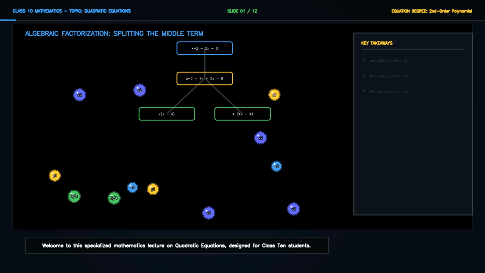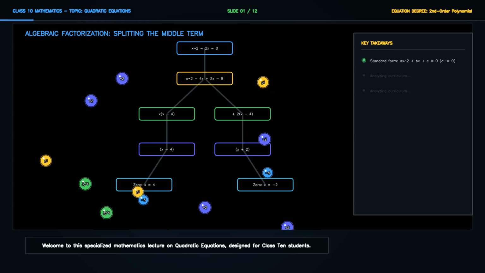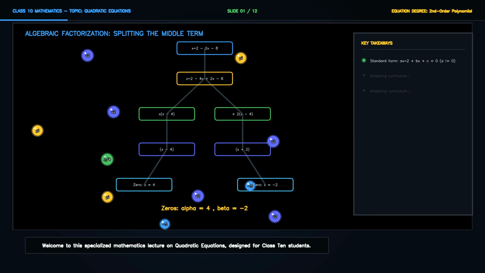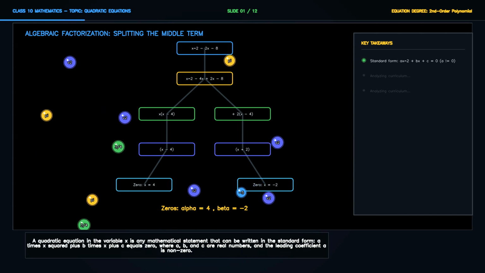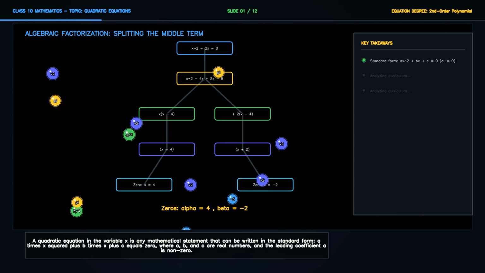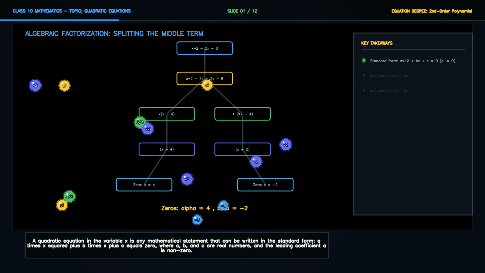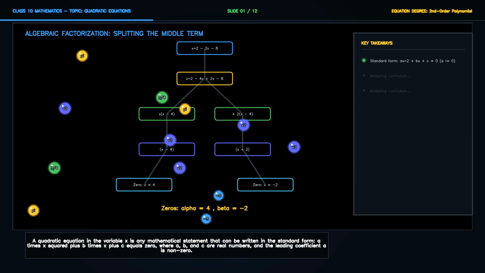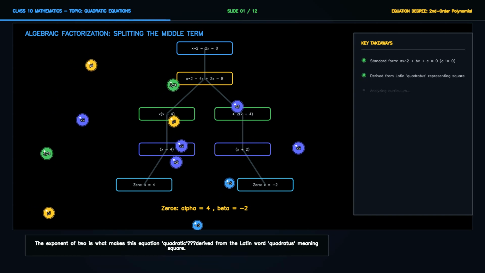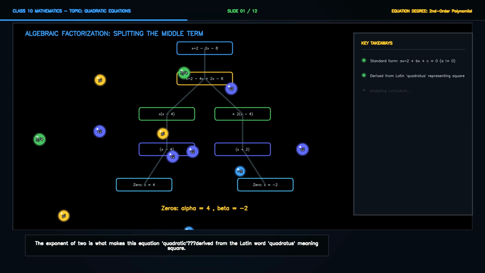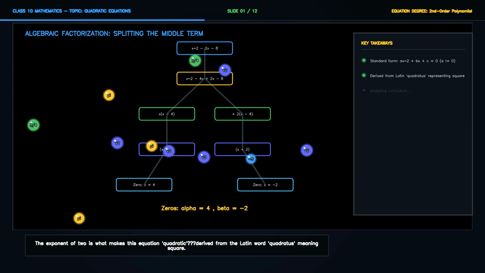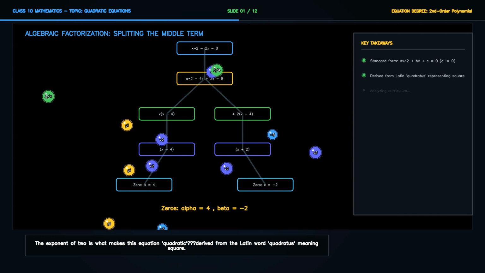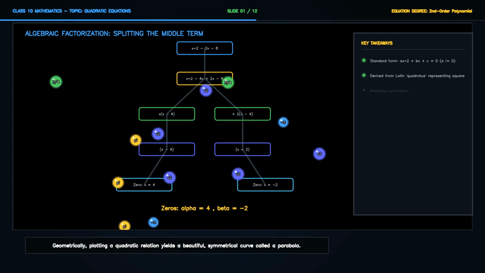Welcome to this specialized mathematics lecture on quadratic equations, designed for Class 10 students. A quadratic equation in the variable x is any mathematical statement that can be written in the standard form a times x squared plus b times x plus c equals 0, where a, b, and c are real numbers, and the leading coefficient a is non-zero. The exponent of 2 is what makes this equation quadratic, derived from the Latin word quadratus meaning square.